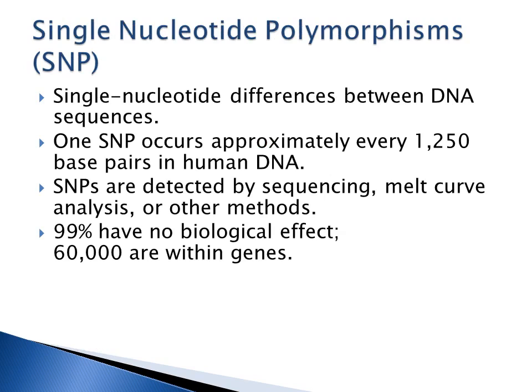Single nucleotide polymorphisms are single nucleotide differences between DNA sequences. So one SNP occurs approximately every 1,250 base pairs in human DNA. SNPs are detected through sequencing, melt curve analysis, and various other molecular methodologies. 99% of SNPs have no biological effect, and 60,000 SNPs are within genes.